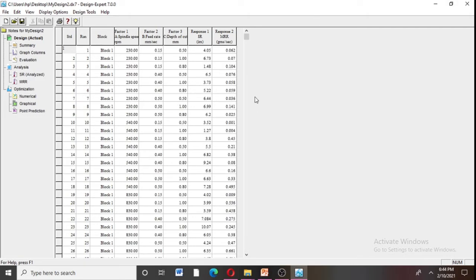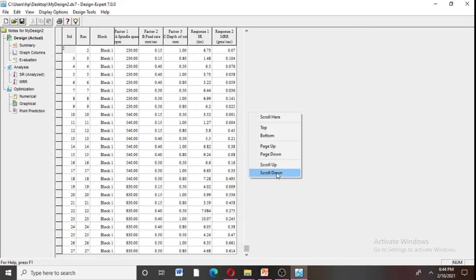See here, I enter the data for the 27 experiments available with our experimental plan. I enter all the input values for spindle speed, feed rate, and depth of cut, and also the responses collected with the aid of the surface roughness tester, weighing machine, and stopwatch. So I enter all the 27 data in this table, which is the first step. Now the second step of our experiment.